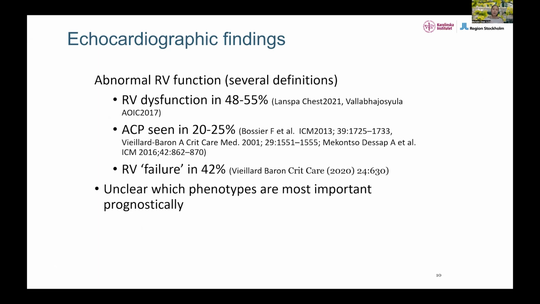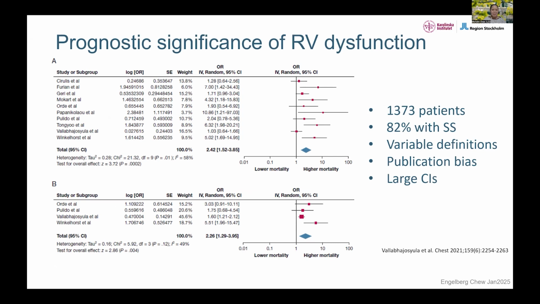And then there is also another definition, RV failure, coined by Antoine Baron and his co-workers. And he defined the RV failure phenotype as a dilated right ventricle and a CVP of more than 8. It's really unclear which of these phenotypes are most important prognostically, but certainly in the COVID-19 population, ACP seems to be prognostically significant. Now, here is yet another meta-analysis.